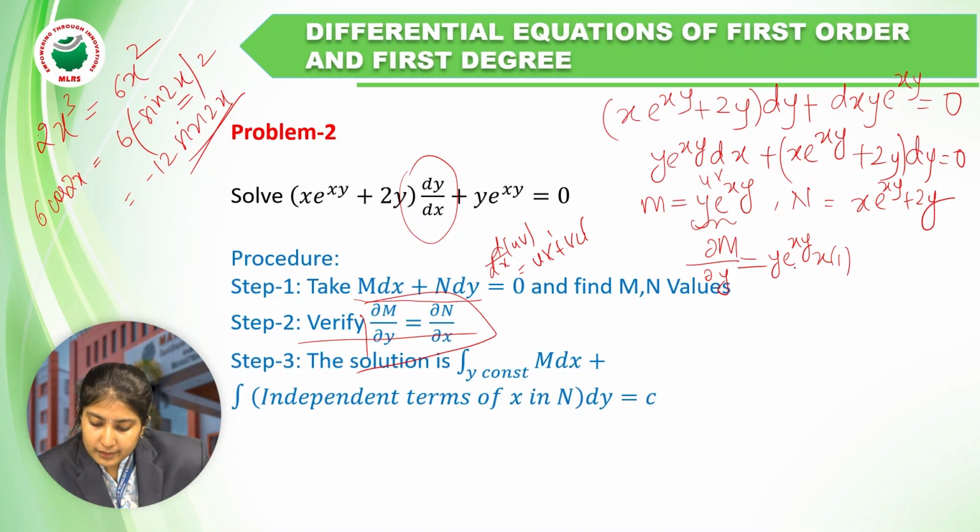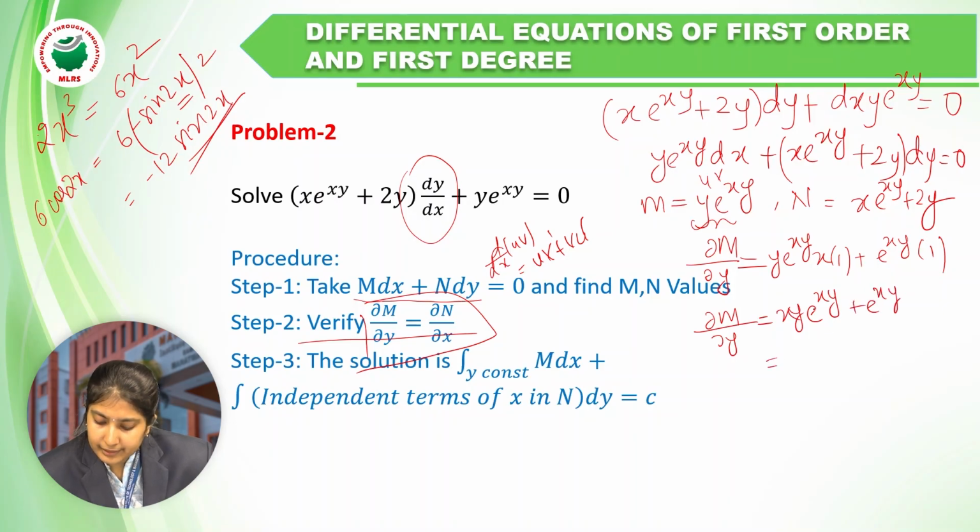So we are done with uv'. Now we have to do vu'. So vu' is e^(xy) into differentiation of y, which is 1. So ∂M/∂y is equal to y e^(xy) into x, that is xy e^(xy), plus e^(xy). I think we can take e^(xy) common, right? So you can write it like this.